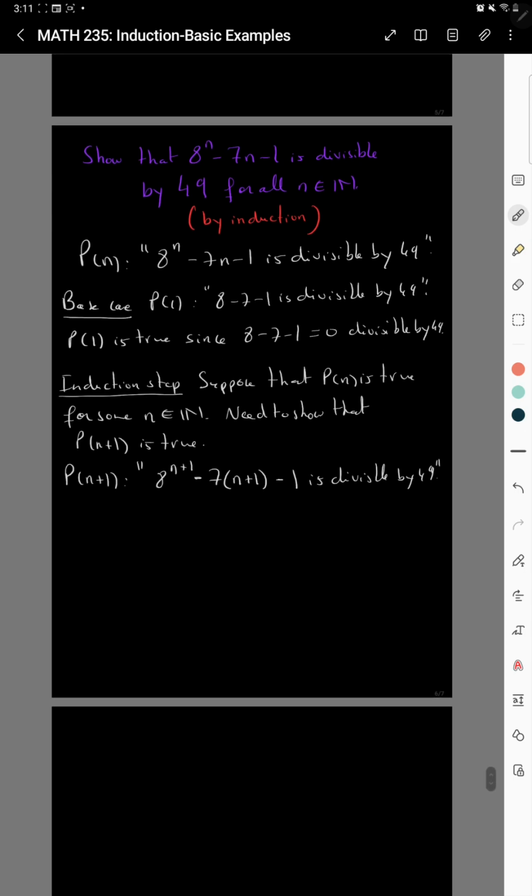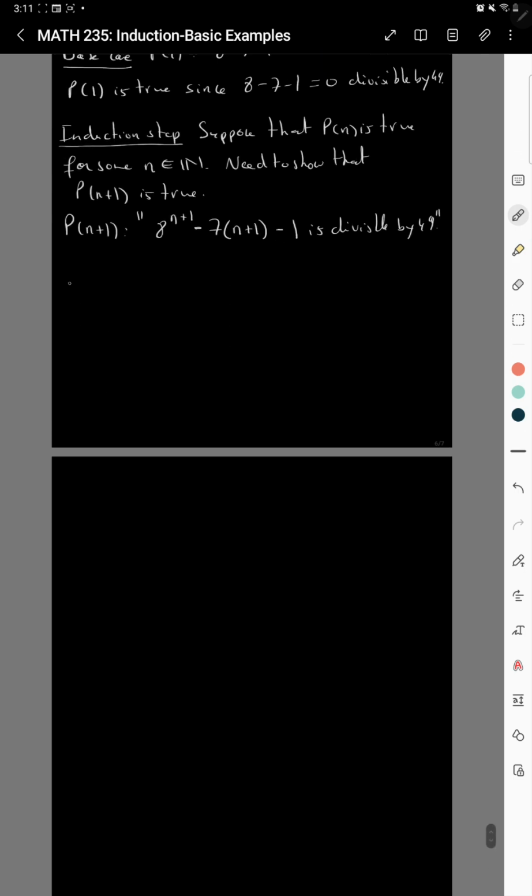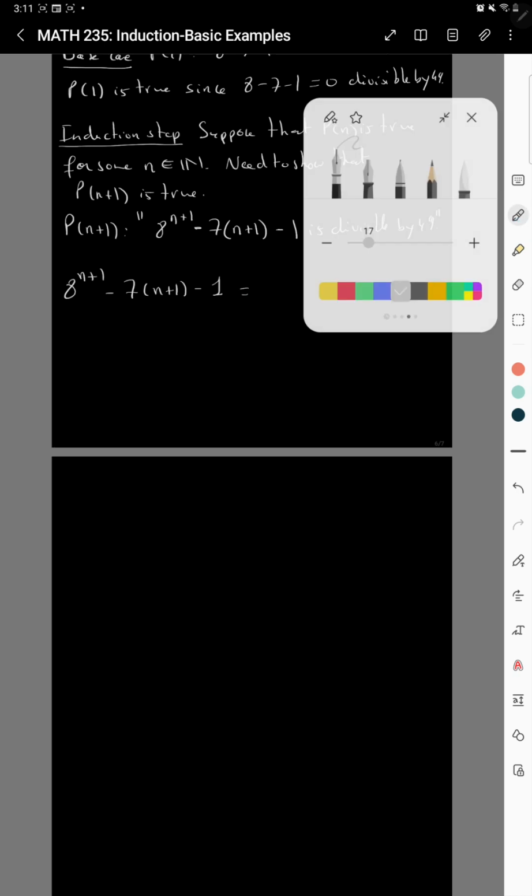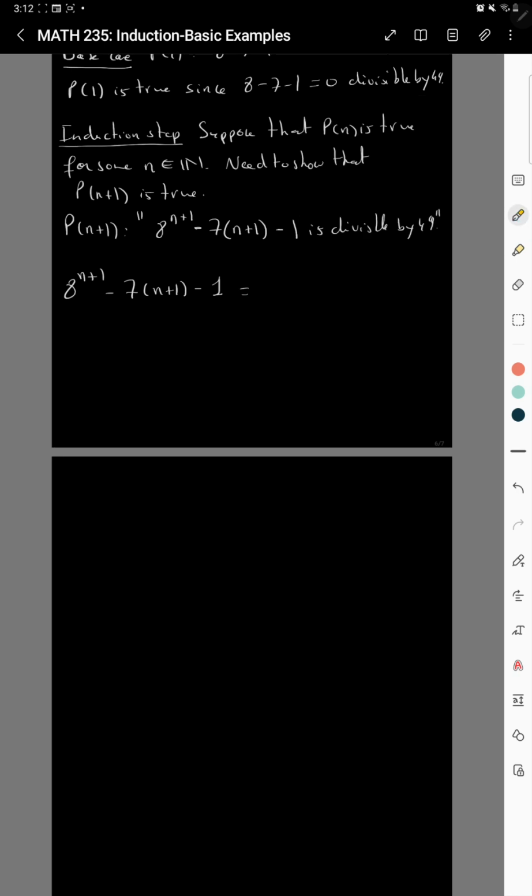Okay, so how do we proceed to do that? Well, first we just should write this. And it's very important to let Pn appear. Here it's usually a bit trickier. So basically, we need to let 8 to the n minus 7 times n minus 1 appear. How do we do this? This is a bit tricky, but it's not very difficult.